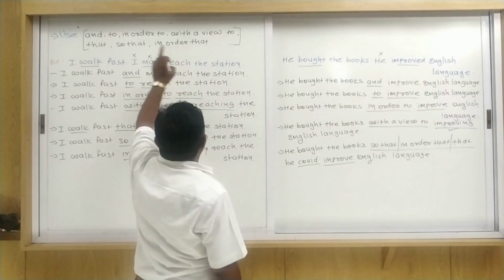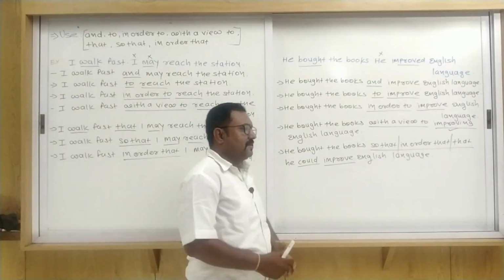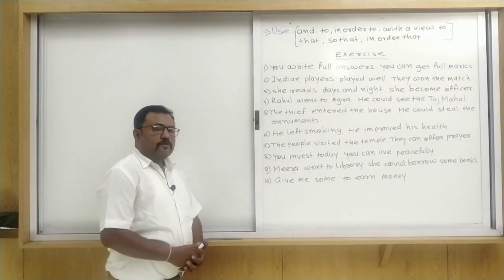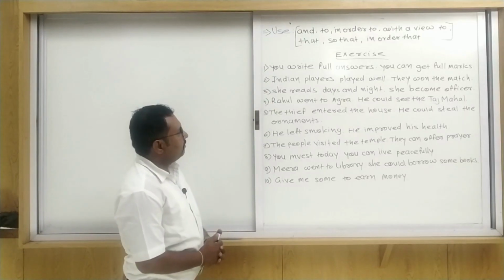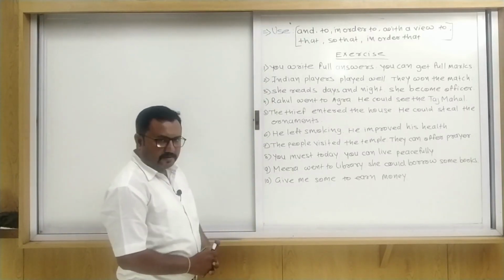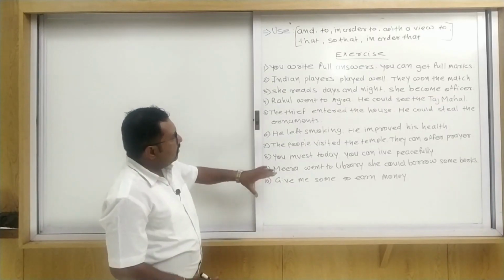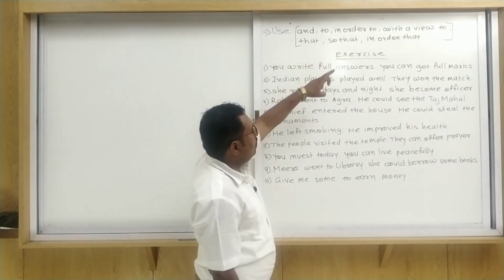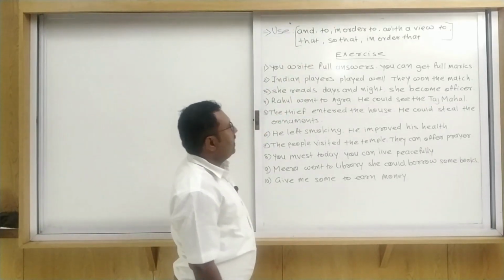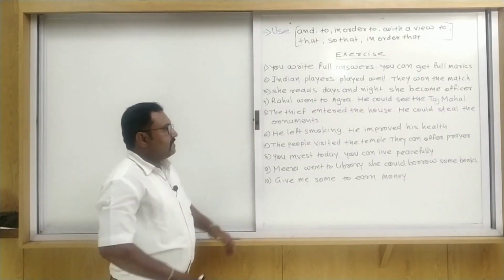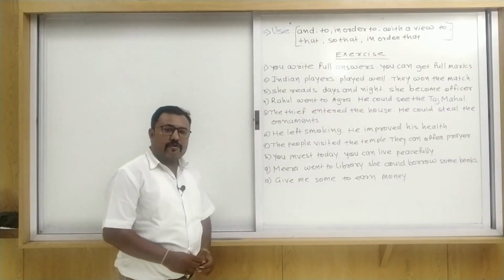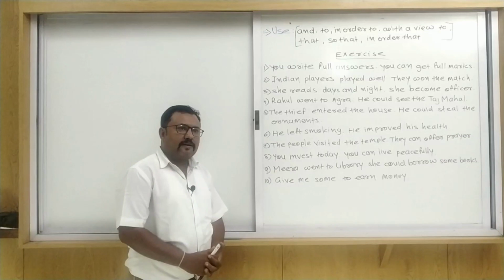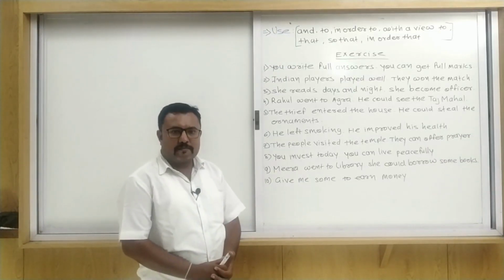Now I give you an exercise and you have to make one sentence out of each pair. So dear friends, here 10 sentences are given as exercise. In all these sentences you have to use and, to, in order to, with a view to, that, so that and in order that. Write this exercise down in your notebook, and suppose you have a confusion about that, then you can call me. Thank you.